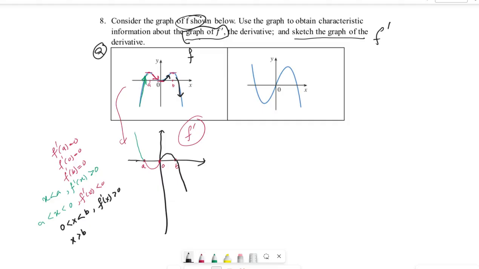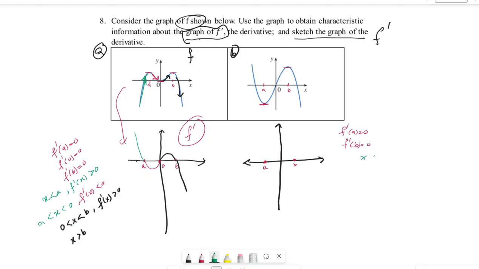Similarly, let's try part B here. Again, let's draw the grid right below and draw the landmark points. Landmark points are points where the tangent is horizontal. Let's name this A, let's name this B. So somewhere here A and somewhere here B, the derivative is 0. So f prime of A is 0 in this case, f prime of B is 0.